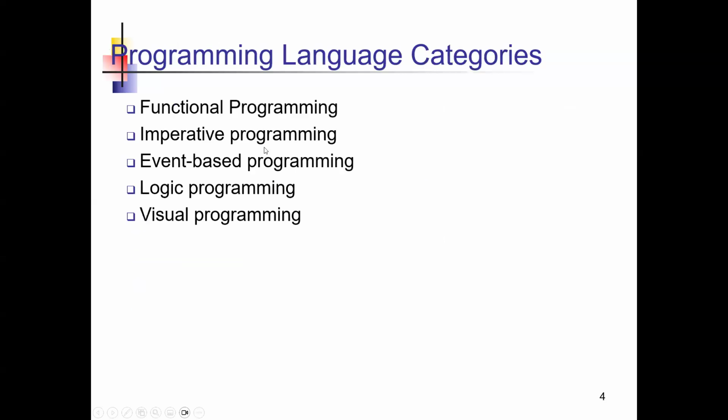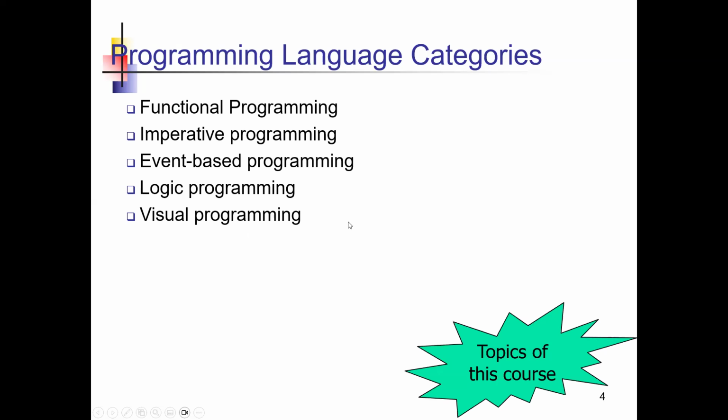Now, as we said, the main programming language categories we are going to focus on in this course will be functional programming, imperative programming, event-based programming, also logic programming, and visual programming, which in our textbook, we will break into 3 sections. That's functional programming, imperative programming, and logic programming. Now, event-based programming and visual programming will also be imperative languages or programming languages.